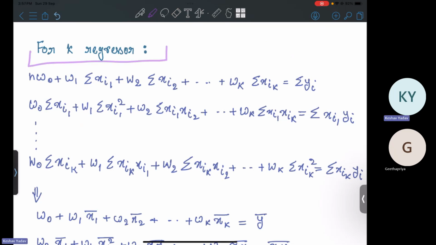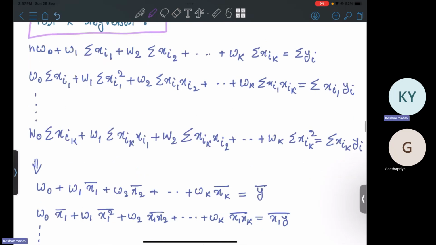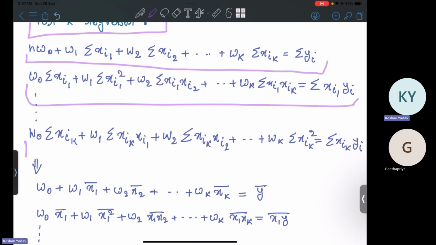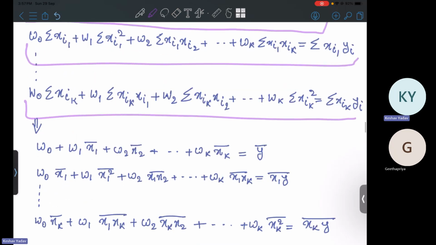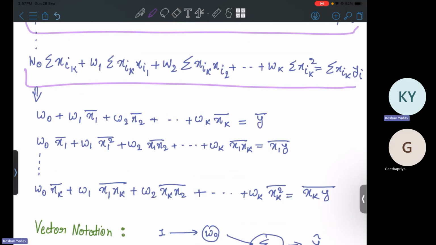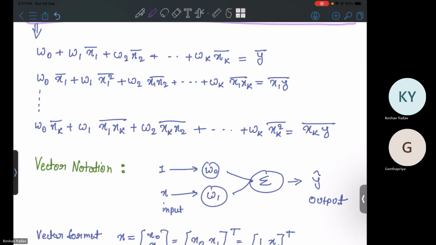Similarly for K regressors, the same equation will come, but with K regressors. So we will have K equations and K unknowns that can be solved using a system of linear equations. This is kind of complicated, so now we'll go for vector notation. That will be a simpler case to implement in a computer program.